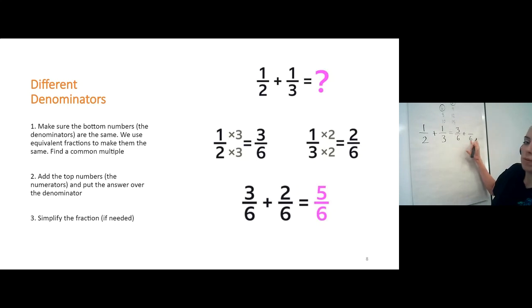For this one, we've turned 3 into 6. So to get 3 into 6, we have to multiply it by 2. Because we've multiplied the denominator by 2, we multiply the numerator by 2 as well. So we end up with 3/6 plus 2/6.